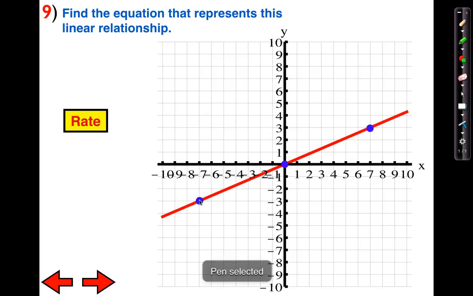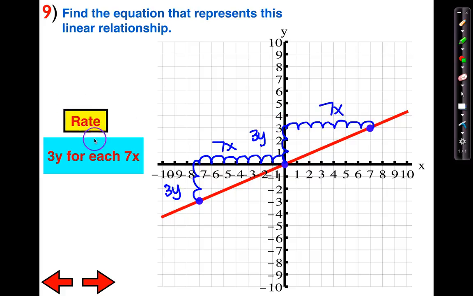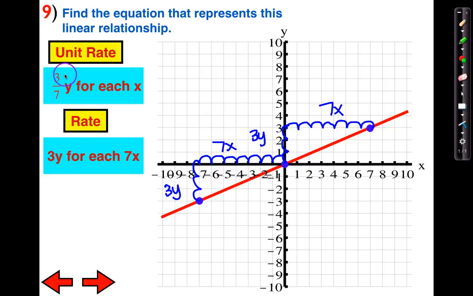So in this case, you can see that it's going up 1, 2, 3 y. Since it's going up, it's positive. And it's going over 7 x. Let's check again. It's going up 3 y for every 7 x. So here my rate is going to be 3 y for each 7 x. But in terms of a unit rate, since I don't want to know for 7 x, I just want to know for x by itself, we're going to have to divide both of them by 7, which would leave me with 3/7 y for each x.